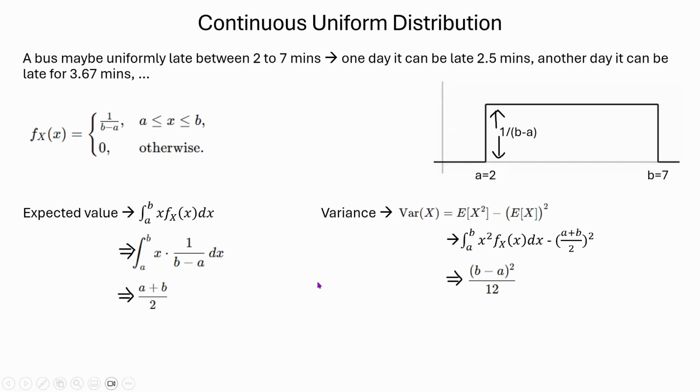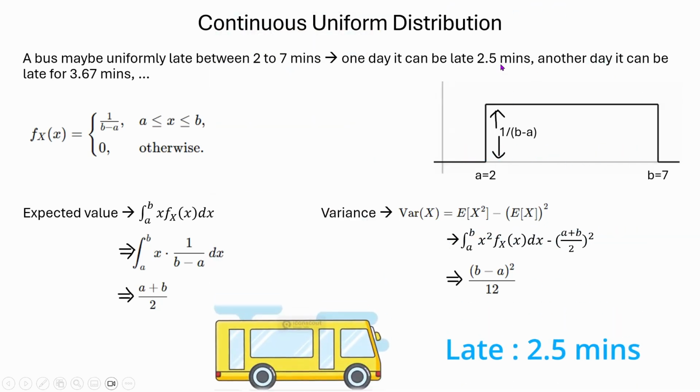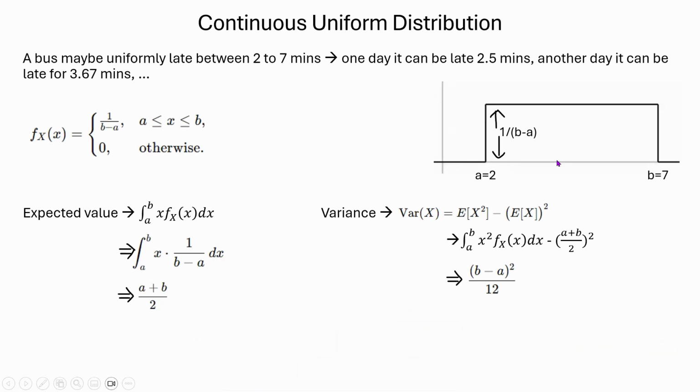Now, understand one thing. I want to repeat this, although I talked about this in the previous lecture. If someone asks you, what is the probability of the bus being late for exactly 2.5 minutes, then the answer will be 0 because there are infinite possible late times, right? So at 2.5 minutes, for example, right here, there is no area. There is no area for a single point. So that probability will be 0. So those questions don't really make sense. This height that we are seeing here is called density or likelihood.